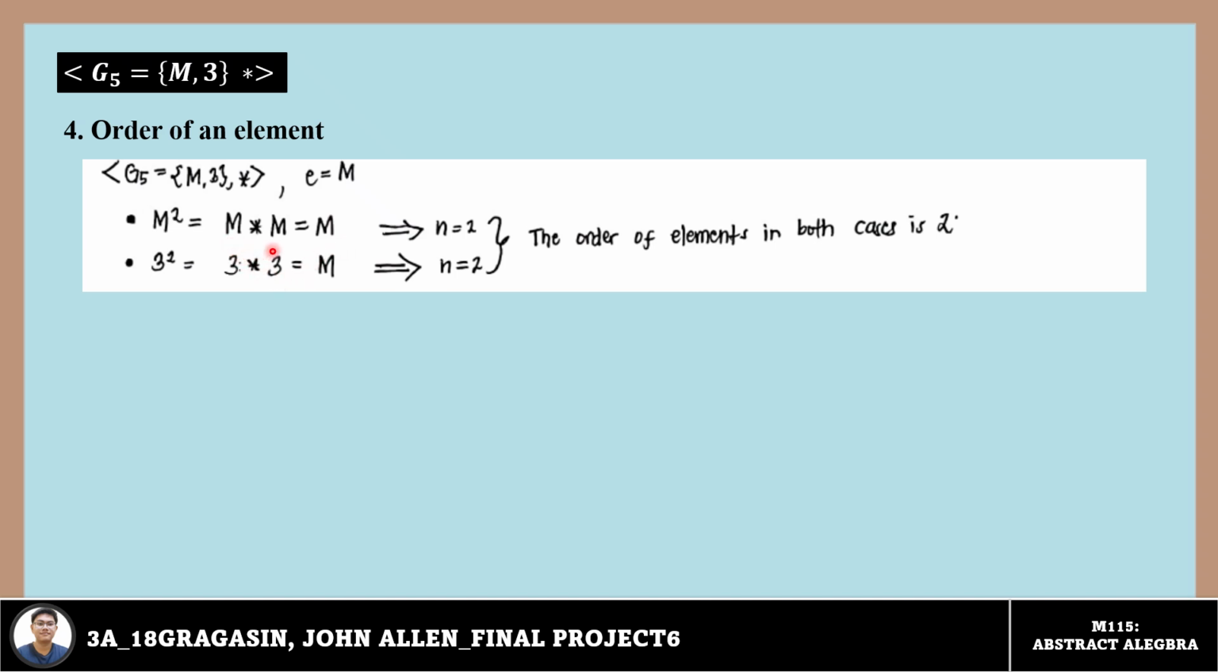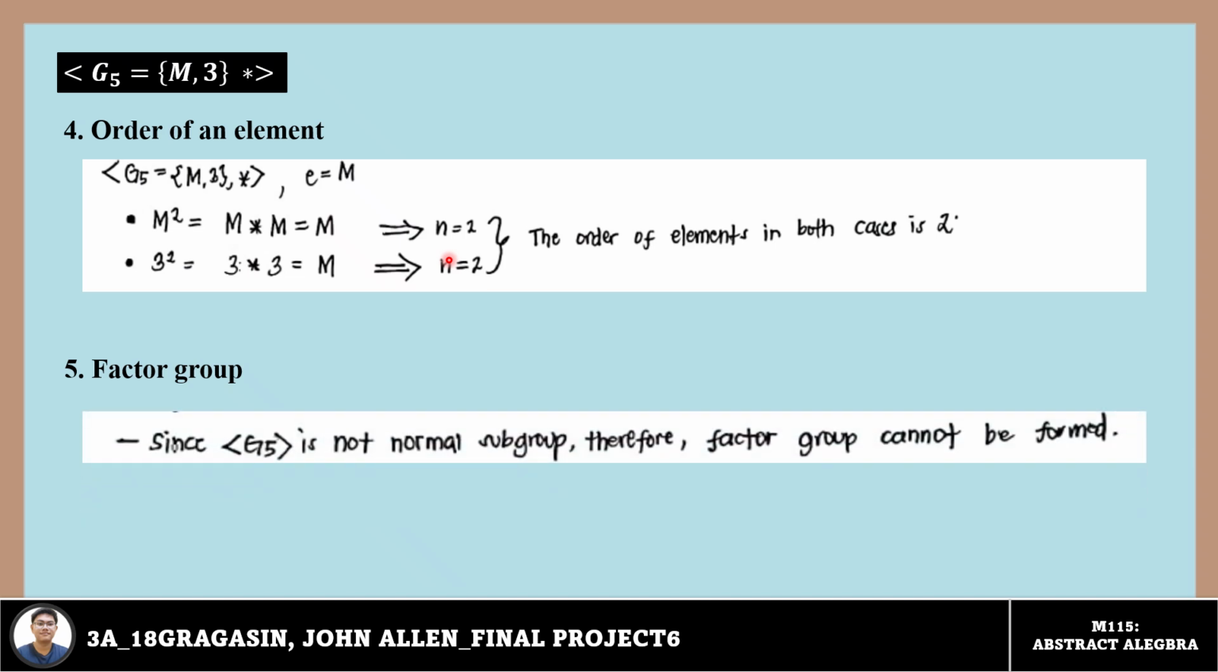Therefore, the order of an element in M and 3 is 2. And for our factor group, since we concluded earlier that the subgroup G sub 5 is not a normal subgroup, therefore we conclude that the factor group does not exist or cannot be formed.